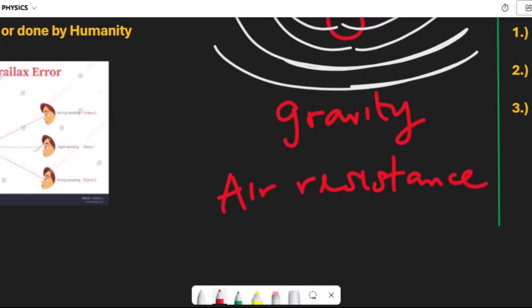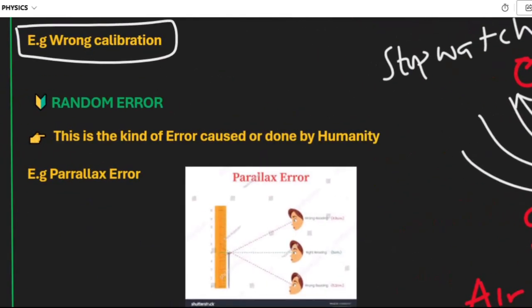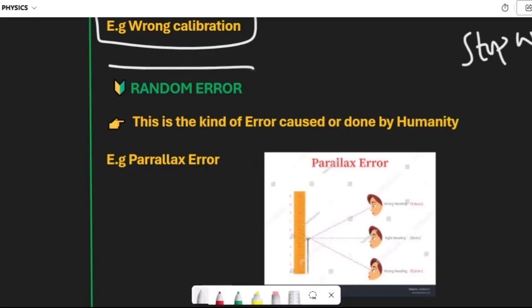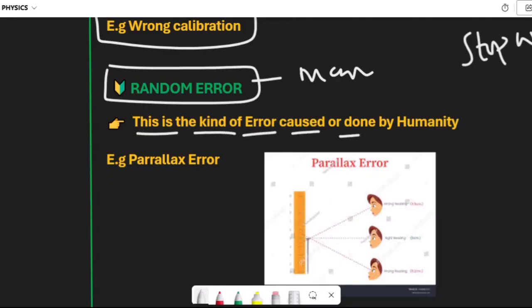Now let's move on to the next kind of error, which is called random error. What is random error? Like I said, these are errors caused by man. This is a kind of error caused by humans, and the most common kind of error is called a parallax error.